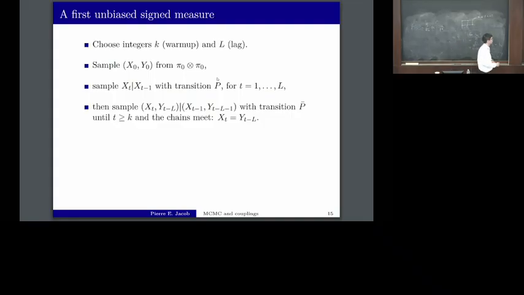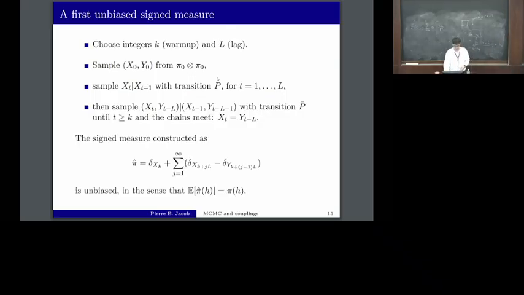Okay. So here's the algorithm. You choose an integer, k. I'll think of it as a burn-in, so a part of the chain that I'm going to discard initially no matter what. I choose a lag. I can talk about how you choose the lag later, maybe. Sample from a coupling of the initial distribution with itself. Typically, for lack of a better idea, I use an independent coupling, so I initialize x0 and y0 independently from pi 0. Then I do L steps of one chain, and then I do coupled steps until meeting occurs. At this point, I can return.